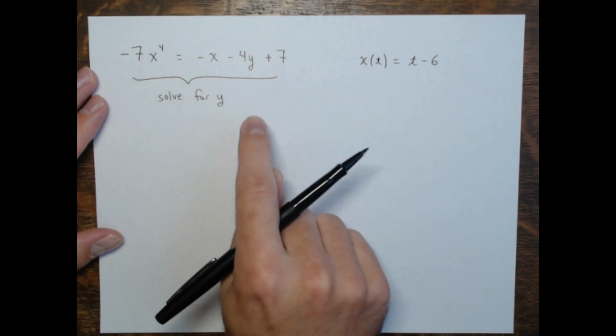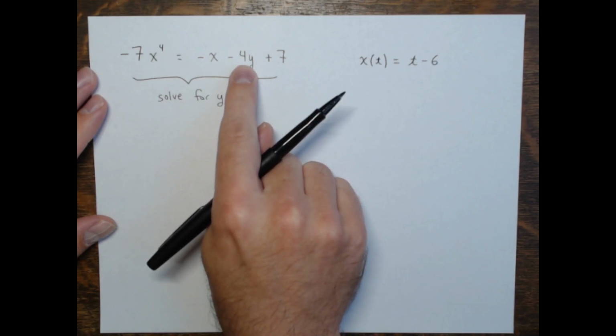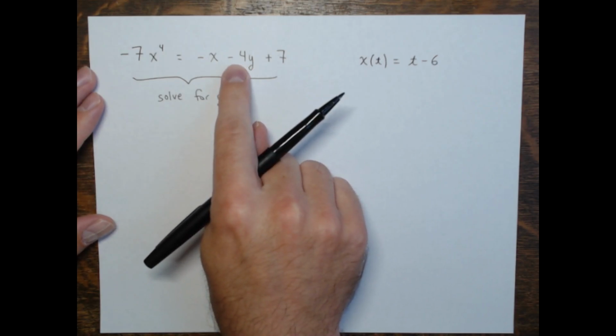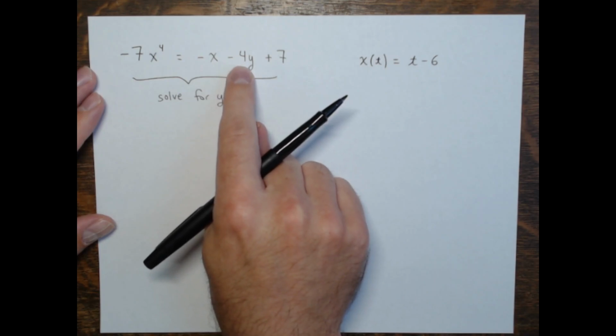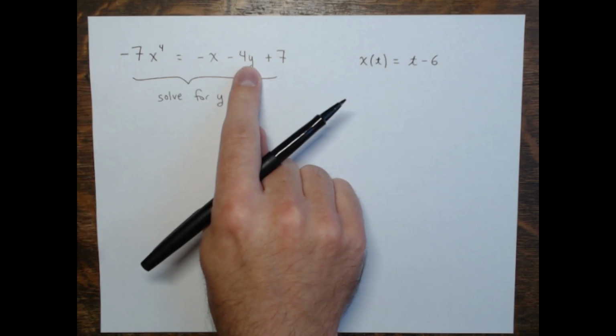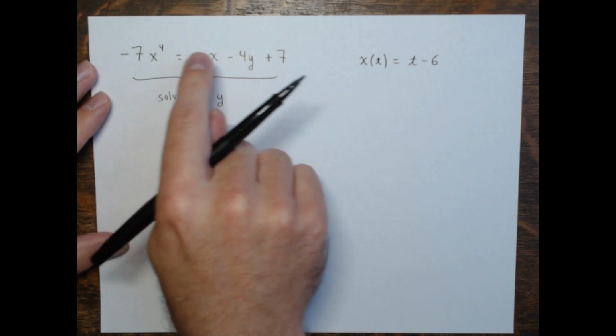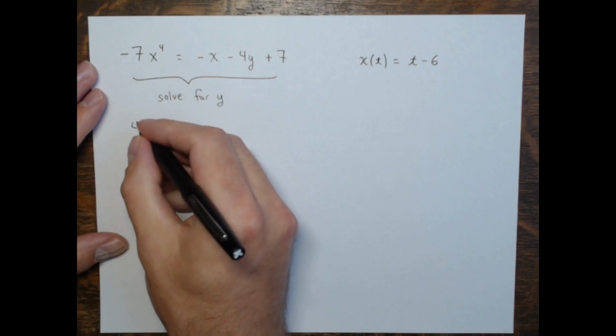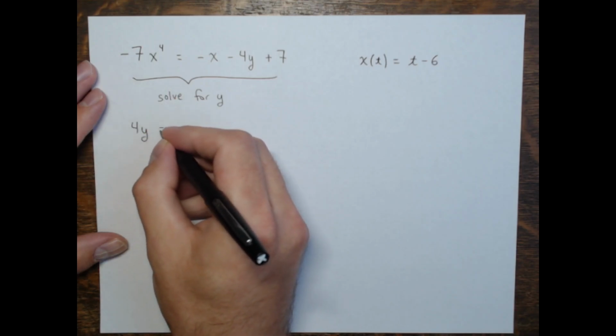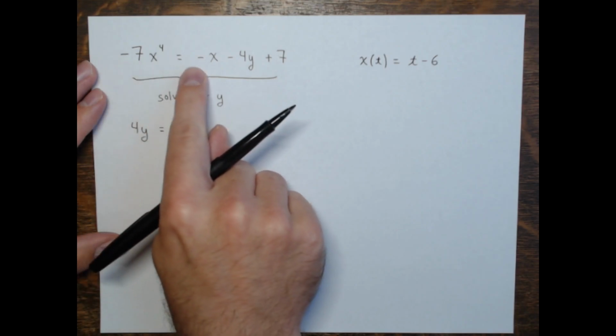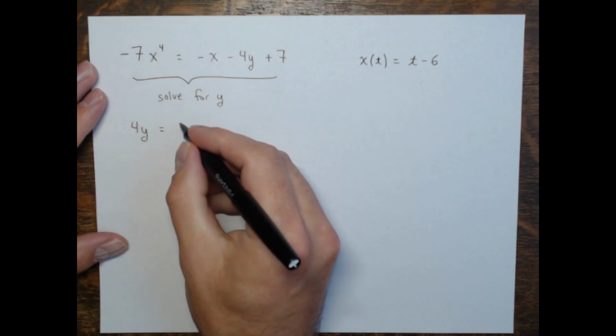Solve for y. Because I prefer having a positive coefficient on the term I'm solving for, and this is a linear equation in y, you have y to the first power, I'm going to take everything. I'm going to add 4y to the left, and then add this 7x to the fourth to the right.